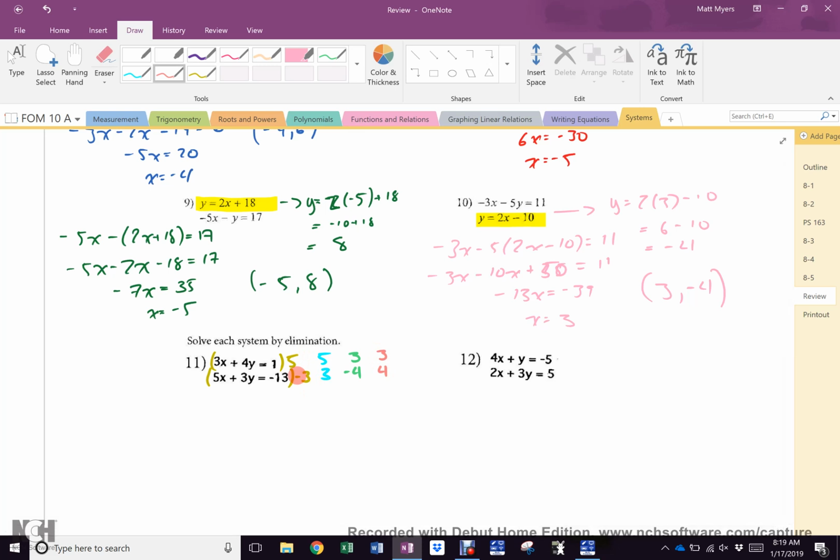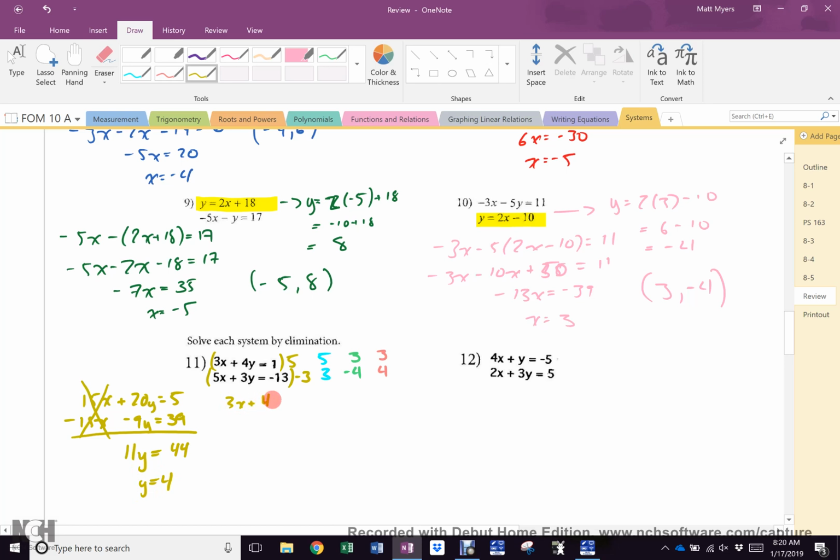Yeah? Now, since I have this one written right here, I'm going to do this one because it's first in line. So that gets me 15x plus 20y equals 5, and negative 15x minus 9y equals positive 39. Yeah? Then we add them. X's will disappear. 20 plus negative 9 is 11y equals 5 plus 39 is 44. Y will equal 4.